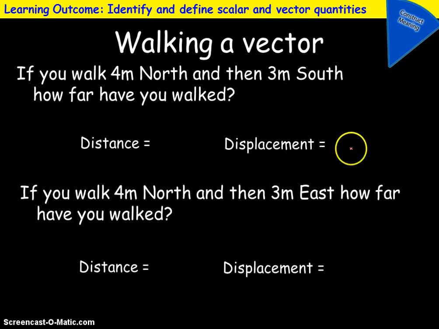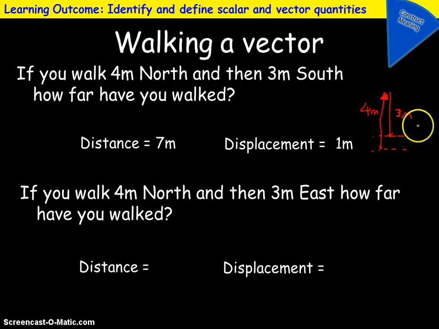Imagine I start here, and I'm going to walk 4 metres north. I apologise for not being a perfect straight line, but I walk 4 metres north. And then at this point, I decide to walk exactly 3 metres south. The total distance that I've travelled is going to be 7 metres, so I've gone 4 and then 3, but my displacement, the actual distance that I've moved from my starting point, is only going to be 1 metre.